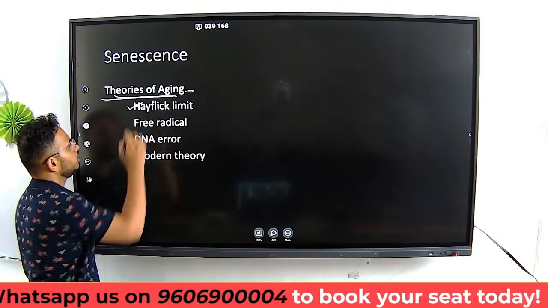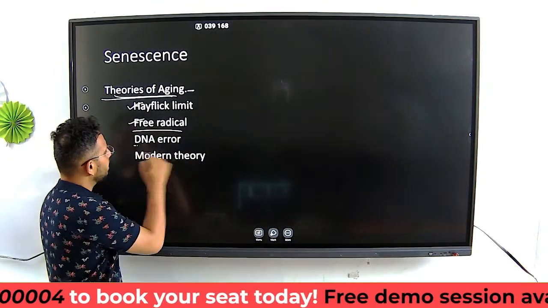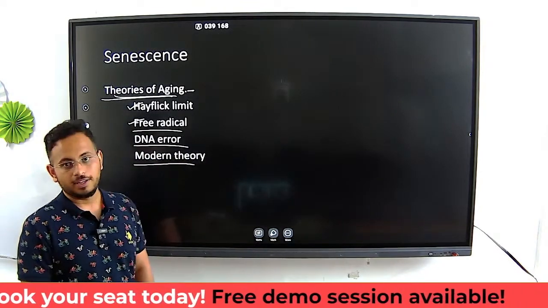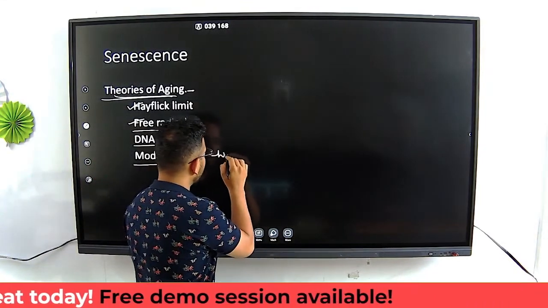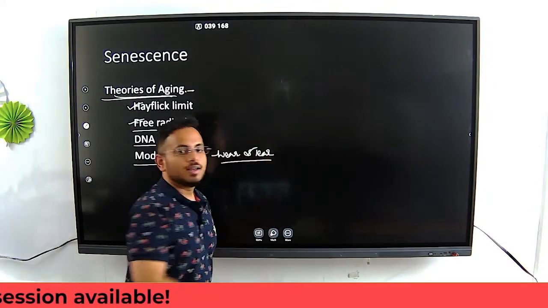First one is the theory of the Hayflick limit. Second, free radical theory. Third, DNA error, and the modern theory of wear and tear.